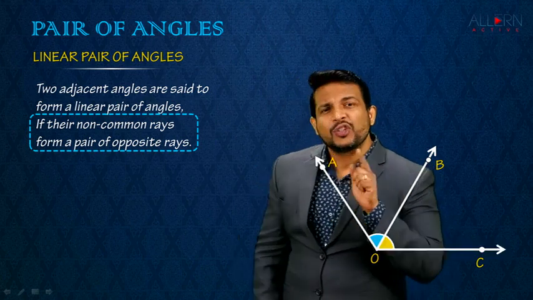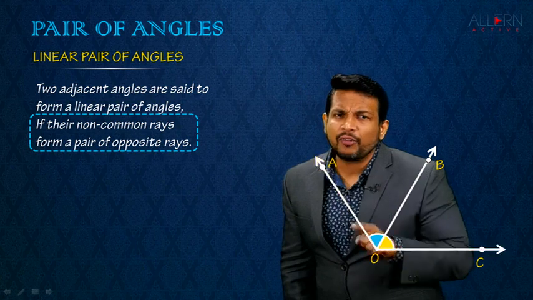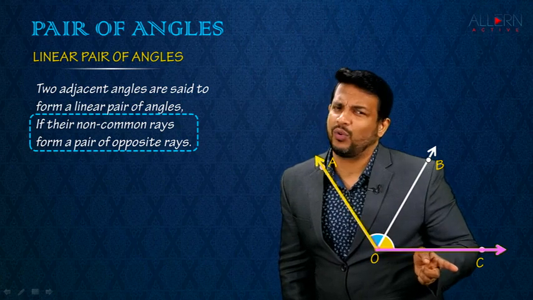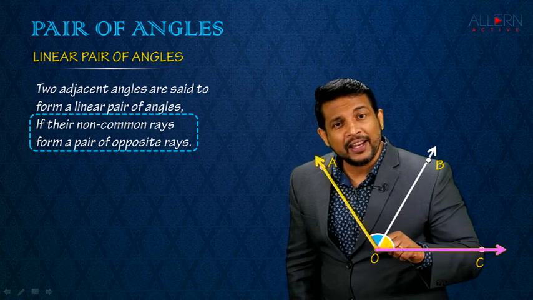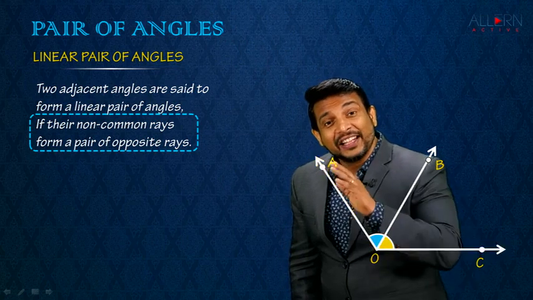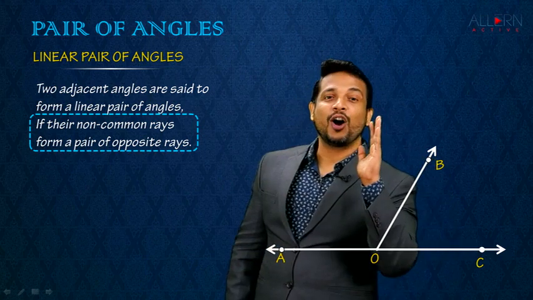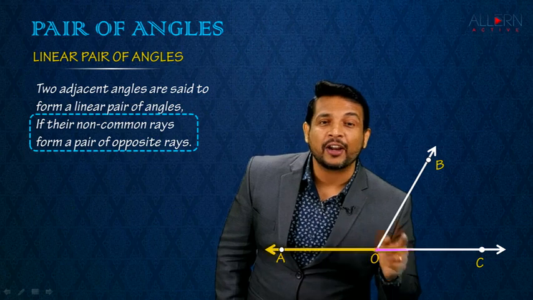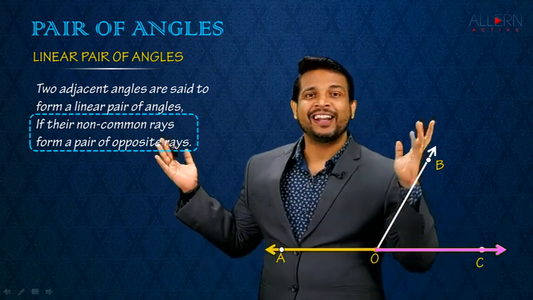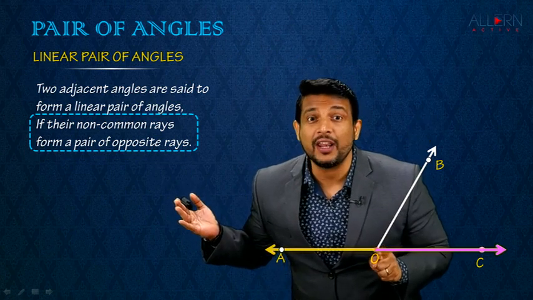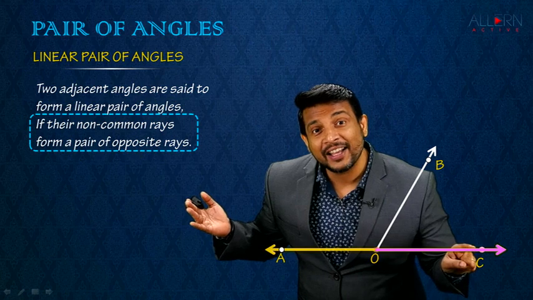Yes. Now these two rays should form a pair of opposite rays. Right now, are they forming a pair of opposite rays? No, because they have a common origin but these two rays are not on the same line. So let's make it such that they form a line now. Observe. Yes. See this. Now look at ray OA and ray OC. What do you see? It's forming a pair of opposite rays because it has a common origin and both the rays are on the same line and in opposite directions.